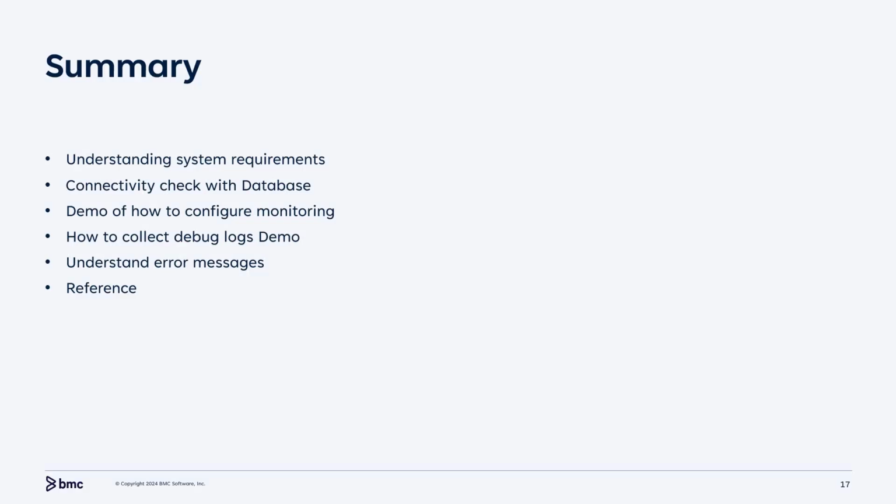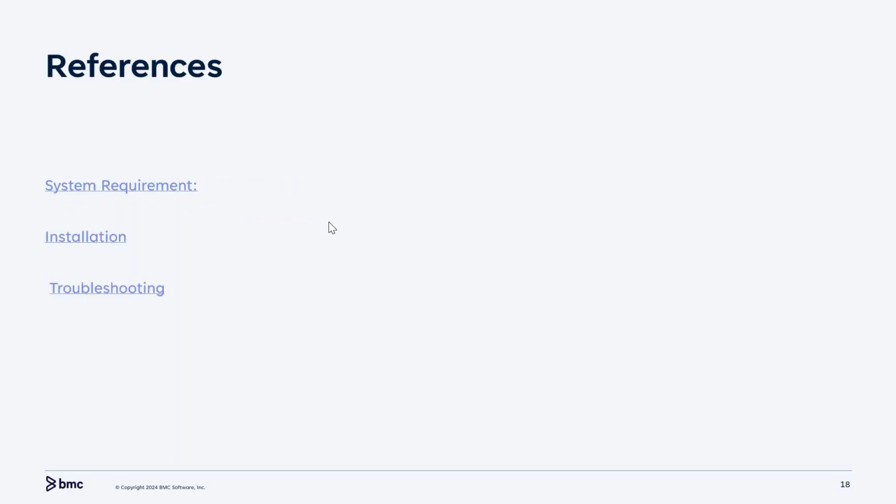Now let me quickly summarize this session. We have discussed system requirements, understood how to verify database connectivity locally from the config test utility, configured the DB monitoring using the BHOM console, and learned how to enable the KM debug logs, check debug logs and act on error messages. Now I will leave you with a list of references for more information on this topic.